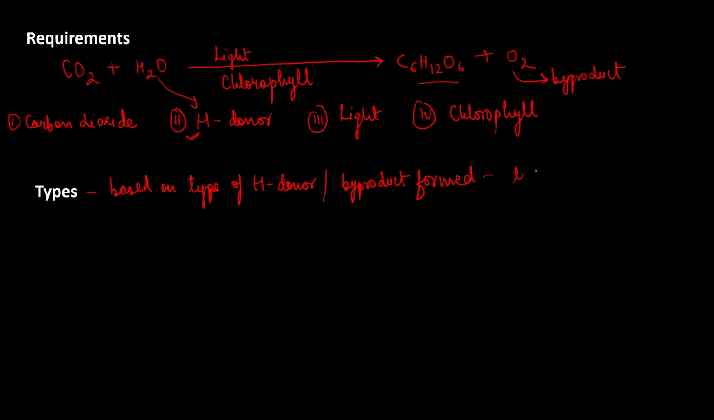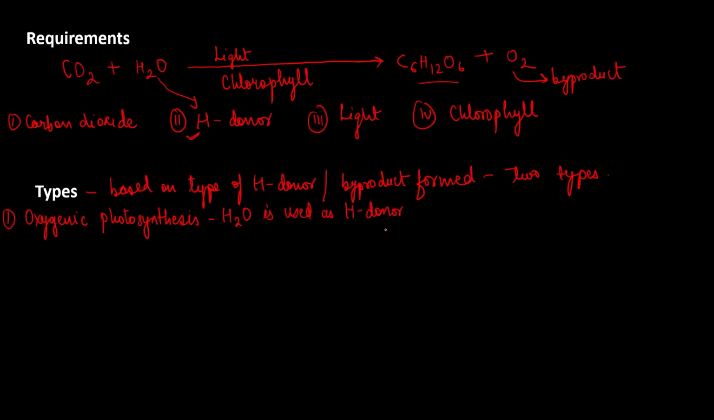So based on this, photosynthesis is of two types. Okay, so what is the first type? The first type is oxygenic photosynthesis. Now, what is oxygenic photosynthesis? In this type of photosynthesis, H2O or water molecule is used as hydrogen donor. Okay. In this type, water molecule is used as hydrogen donor, and hence oxygen is formed as byproduct.